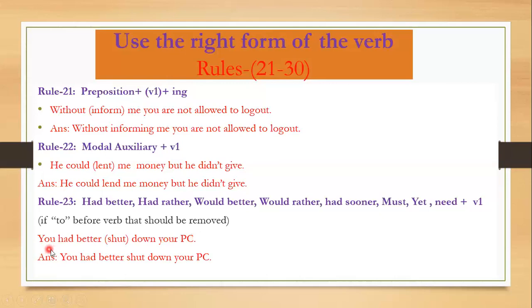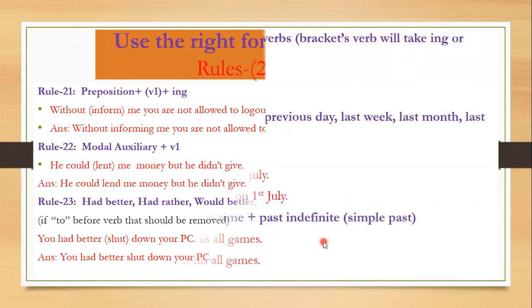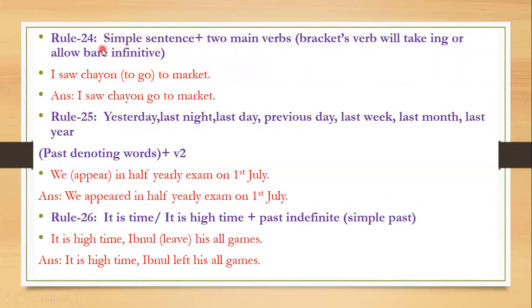Let's go to an example: you had better shut down your PC. Had better is here, and the shut is in present form. The past and past participle form is also shut, the same. Sometimes you can get a right verb in the sentence. You should think, is it right or not? You should decide correctly.